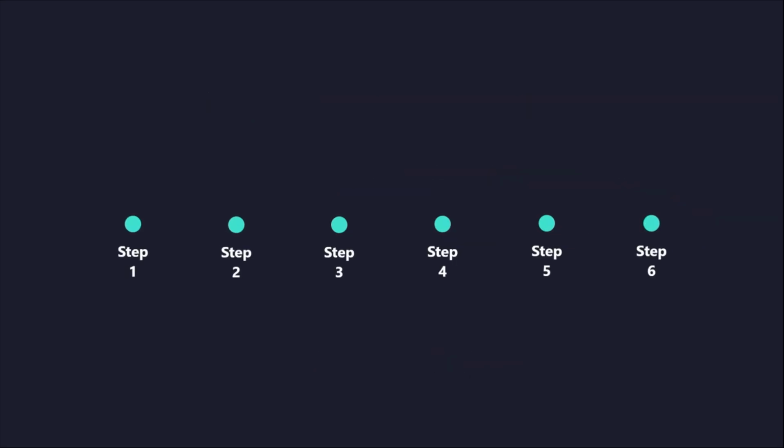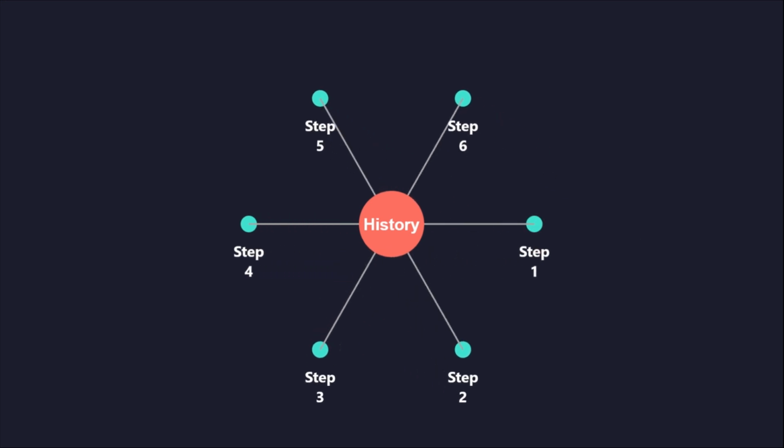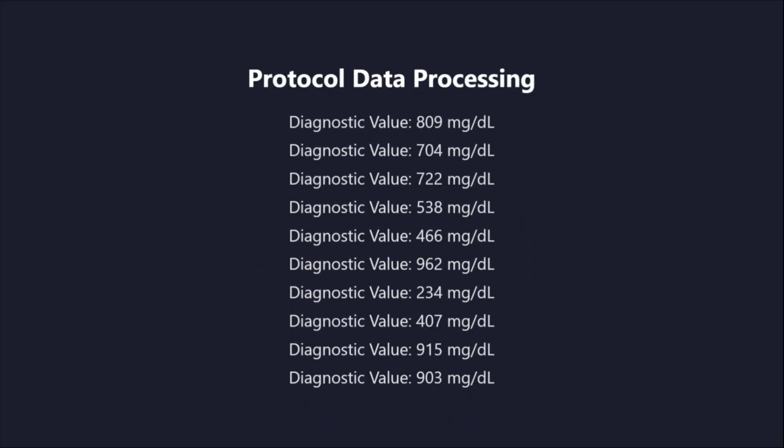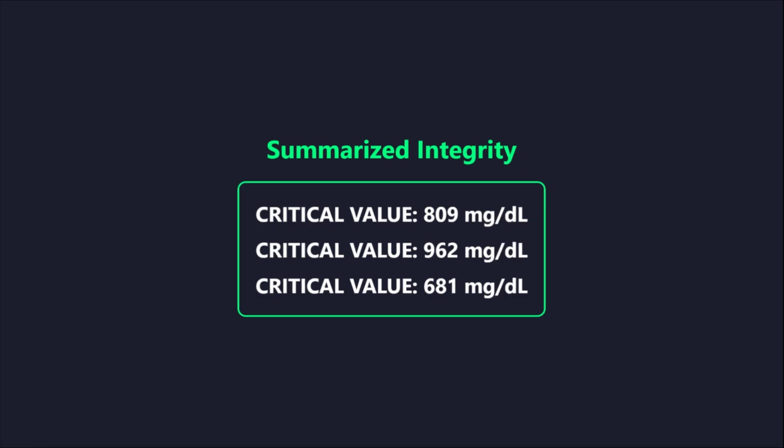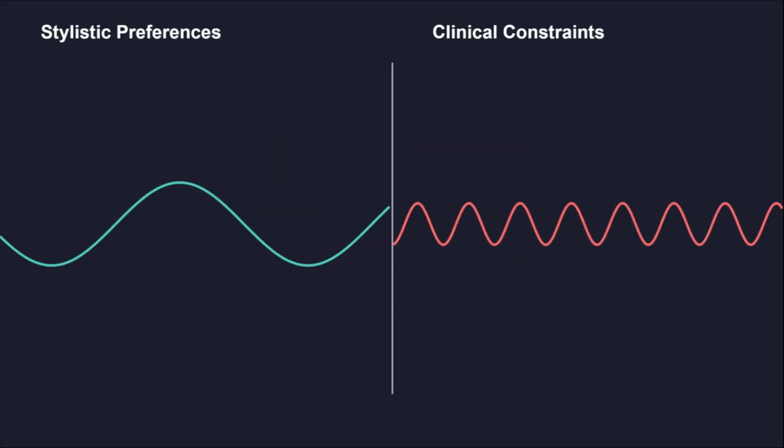Protocols for complex conditions often require 5 or more steps. Evaluate the model's state management to ensure it doesn't lose track of the patient's history. When protocols are long, the context window might overflow. Use summarization techniques that preserve all numerical values and critical diagnostic criteria to maintain protocol integrity.